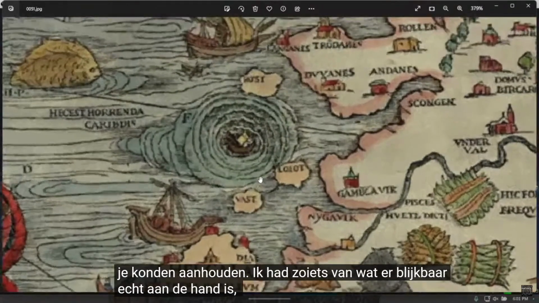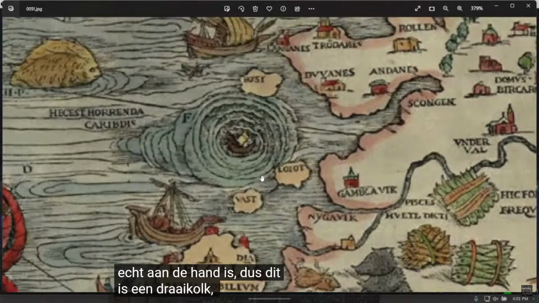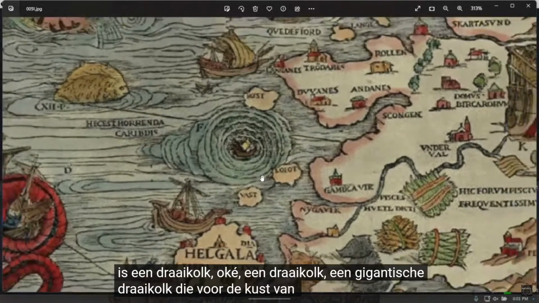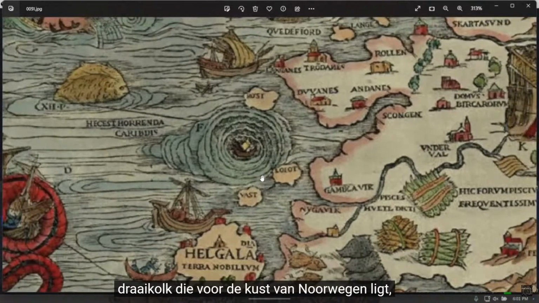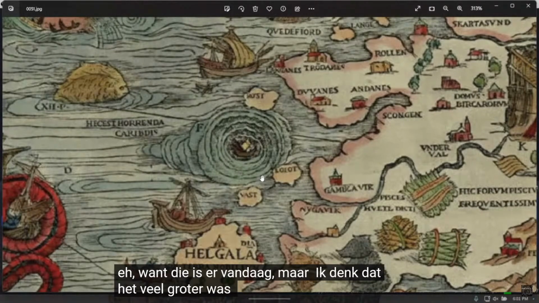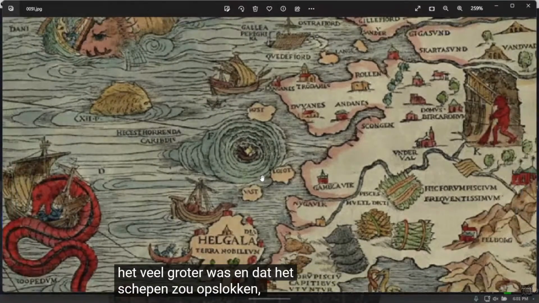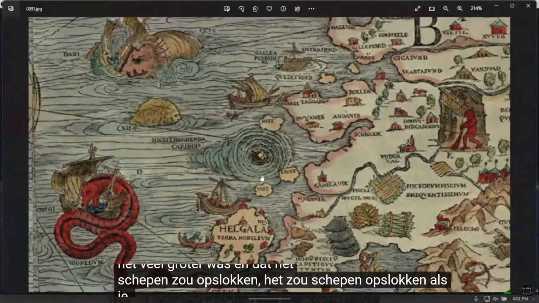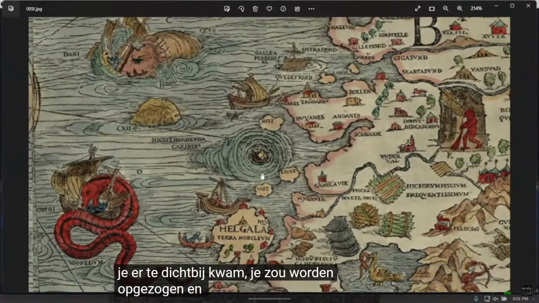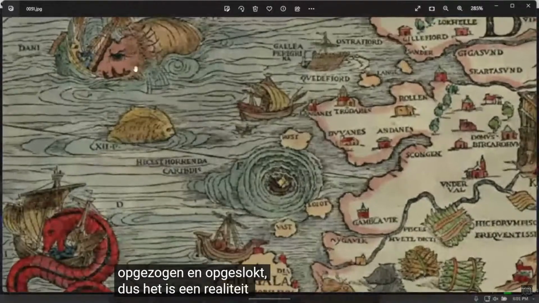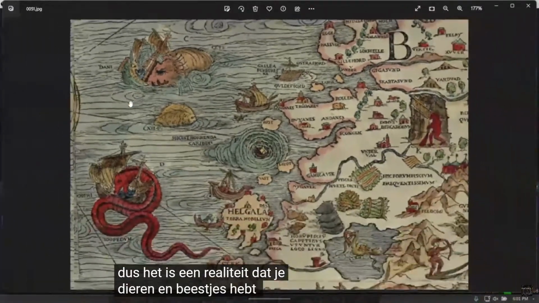Apparently it's a thing. So this is a vortex, okay? A giant whirlpool that is off the coast of Norway. It's there today, but I think it was much, much bigger. And it would swallow ships. If you went too near it, you would be sucked in and swallowed up. So is that a reality, that you've got animals and critters that big?